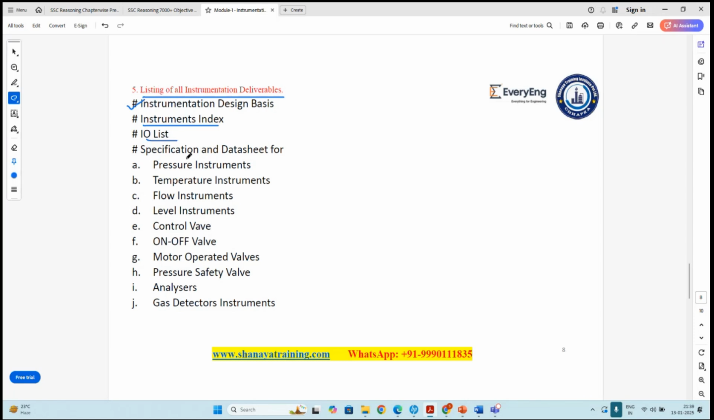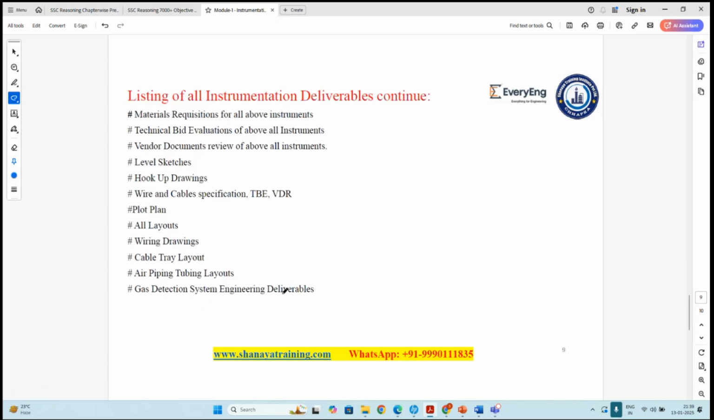instrument index, IO list. We prepare the specification and data sheet for all the field instruments like pressure, temperature, flow, level, control valve, safety valve, MOV, pressure safety valve, analyzer, gas detectors, etc. After that, we prepare the material requisitions for instruments. We do the technical bid evaluation of the instruments and the VDR of the instruments. These are also deliverables we need to prepare. After that, we need to do level sketches, hookup drawings, wire and cable specification, their TBE and VDR.